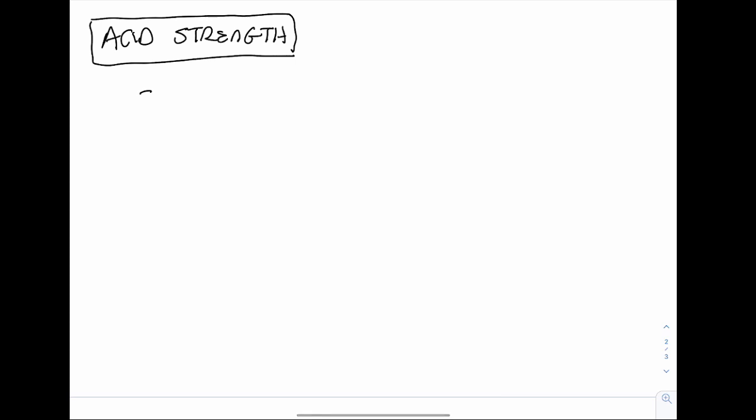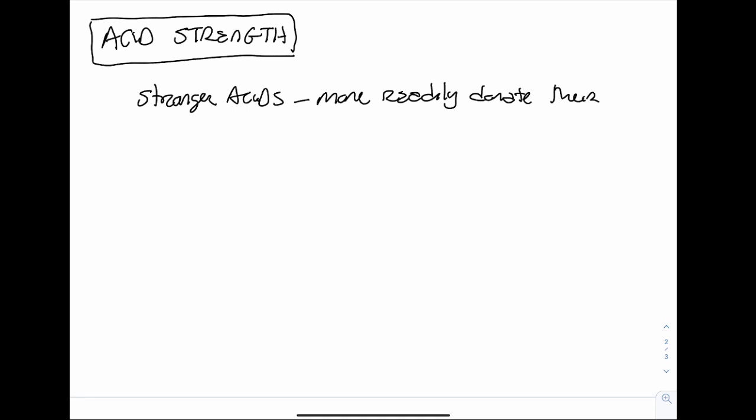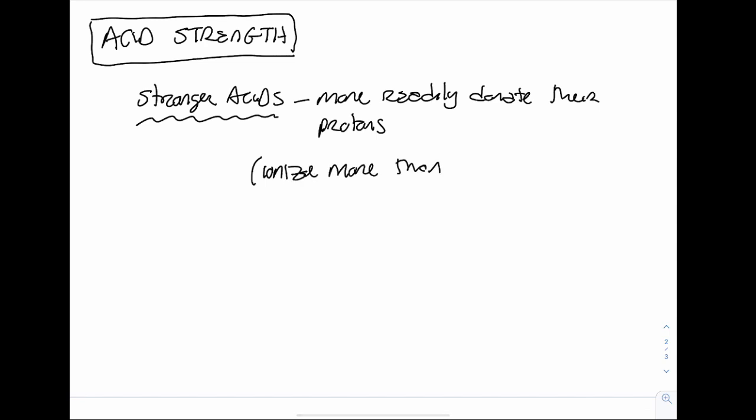So stronger acids more readily donate their protons. Remember, using our Bronsted-Lowry theory, acids are going to be proton donors, right? They're going to give a proton to that base. The more readily they do that, the stronger the acid. So stronger acids more readily donate their protons. We would say that they ionize more than weaker ones.